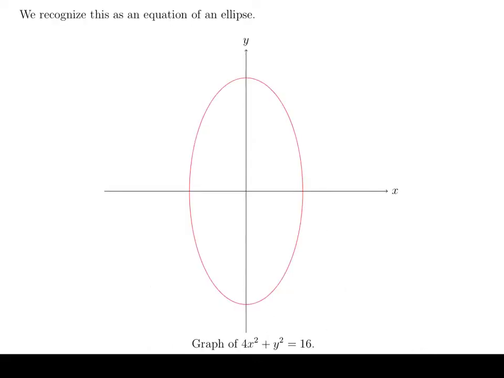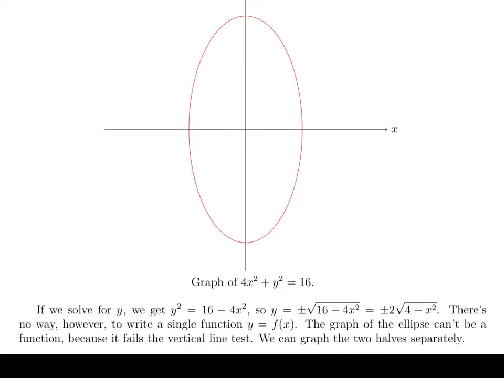This thing actually defines an ellipse. All right, so here's what the graph looks like. Looks like a stretched out circle. You have a major axis in the y direction, minor axis in the x direction. The real point, though, is that if you tried to solve for y, so you could do that here where you try to isolate the y.